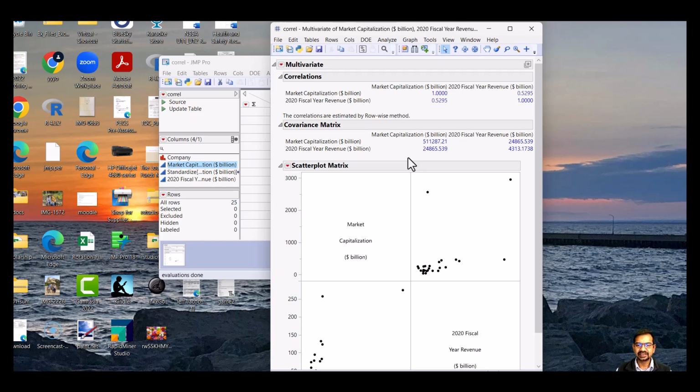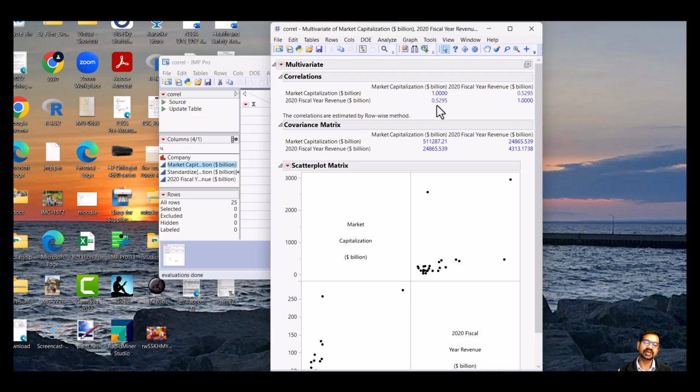So remember we said the correlation coefficient is given by the covariance of x and y divided by the standard deviation of x and the standard deviation of y. So it would be this number divided by the square root of this number as well as this number. And this is what our 0.5295 is. So this shows us the association between any two variables.